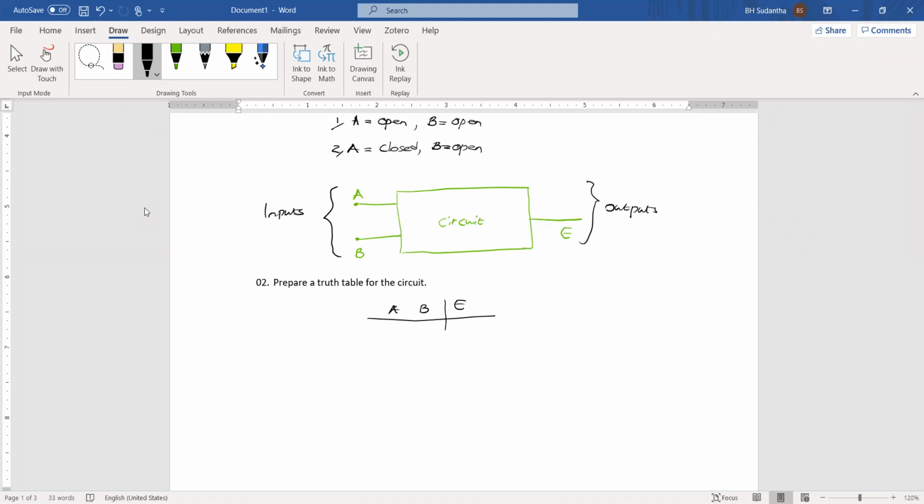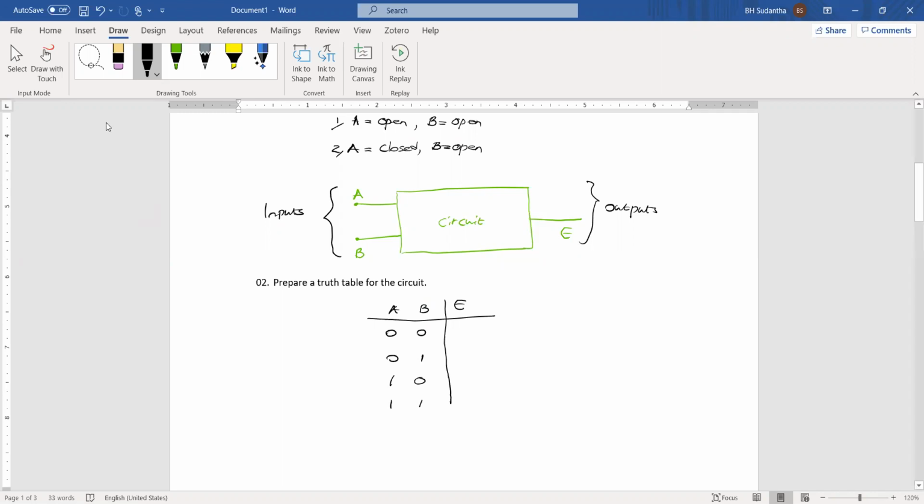Then we can make a table like this. For A and B, these are all the possible combinations: 0 0, 0 1, 1 0, and 1 1. The meaning is, when door A is closed, B may be closed or open. When door A is open, B may be closed or open. Like that, all four combinations are there.